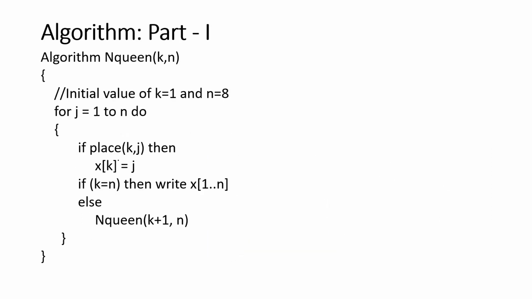Okay. So it's very simple. NQueen is the name of the algorithm, and K is the first parameter and N is the second parameter. K will be 1, followed by 2, 3, 4, and up to 8. And similarly, n will remain constant, that is 8, because we are trying to place the 8 queens in an 8 by 8 matrix.